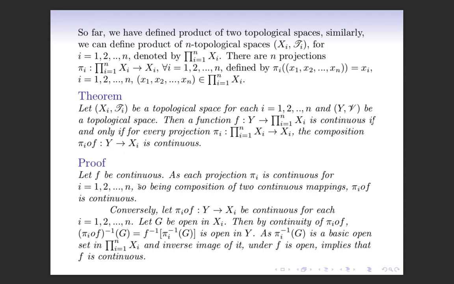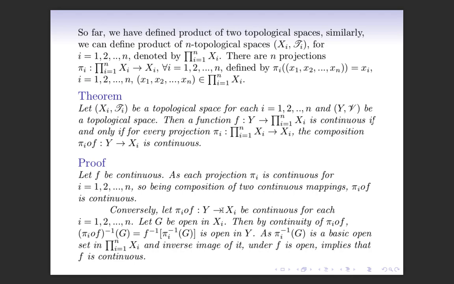Let f be continuous, and we know that any projection is continuous. So pi I is continuous, and we also know that the composition of any two continuous mappings is also a continuous mapping. So pi I composition f is a continuous mapping. Conversely, let pi I o f from Y to Xi be continuous for each I equal to 1, 2, 3, 4 up to n. We have to prove that f is continuous.